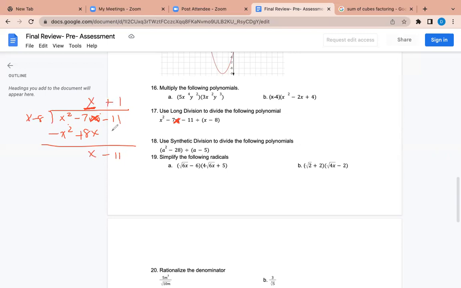This will be plus 1. 1 times x is x. 1 times 8 is minus 8. So it'll be negative 19. So the final answer is x plus 1 minus 19 over x minus 8. That's here.